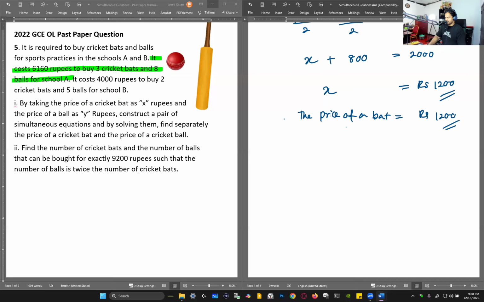Now here's the second part. Thank you so much for pointing it out. Find the number of cricket bats, and the number of balls that can be bought for exactly 9,200 rupees, such that the number of balls is twice the number of bats. Now think about it. Tell me another variable, Miss Fatima. We'll choose F. F for Fatima.